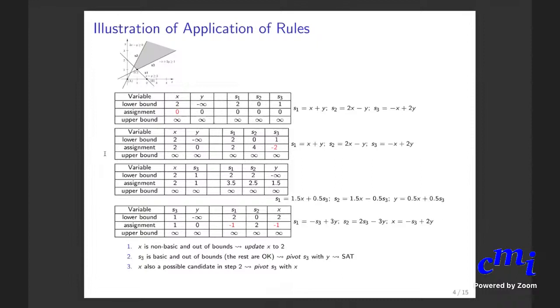Because this is the LP instance that you're trying to solve: x plus y is greater than or equal to 2, 2x minus y is greater than or equal to 0. When I say solve it, you have to check if there is some value of x and y that satisfies all these 3 constraints. That is the simplex problem, okay?